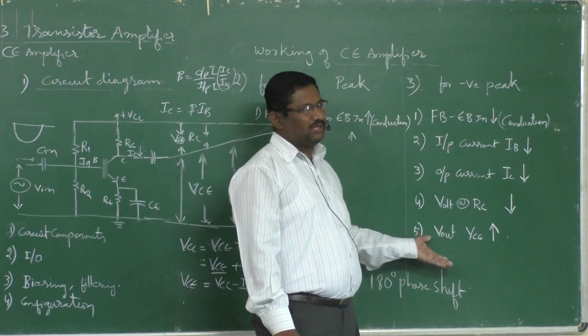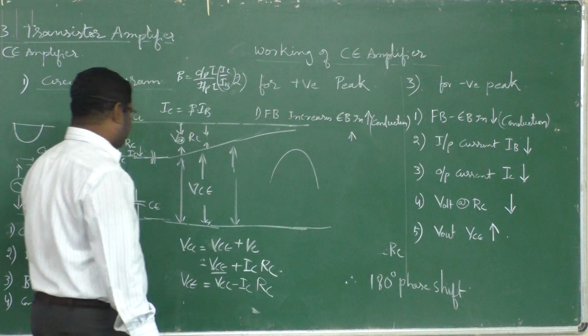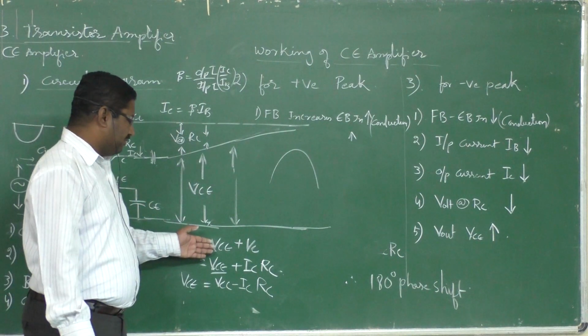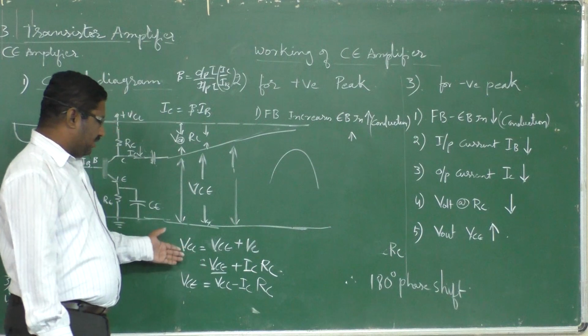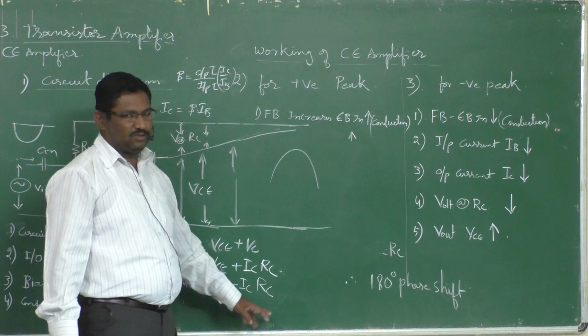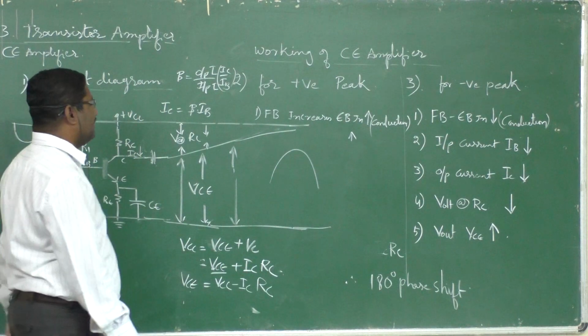So that increased voltage is because of again the same equation, VCC is equal to VCE plus VC, or which can be written as output voltage. VCE is equal to VCC minus IC into RC. So like this also we can calculate.